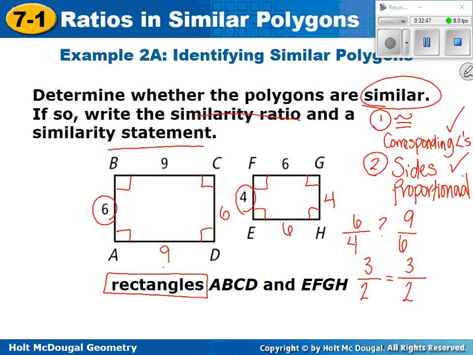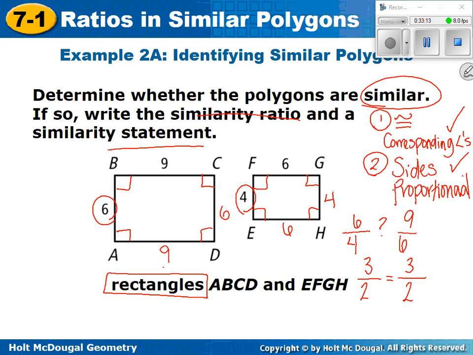Okay, so if they're similar, then you're going to answer the next part of the question. Write the similarity ratio, write the similarity statement. So when we write it, this is where it matters. You can decide which rectangle you want to name first. It won't matter. What will matter is how you write your similarity ratio. Whichever number you put on top, if that's your similarity ratio, 3 to 2, that's the one that has to come first when you name it.